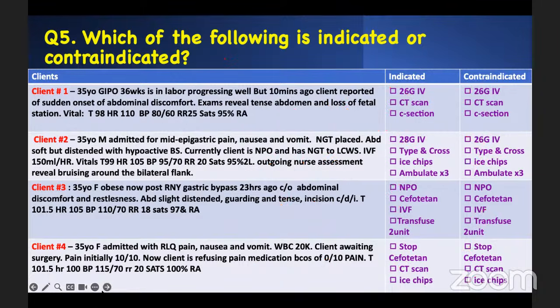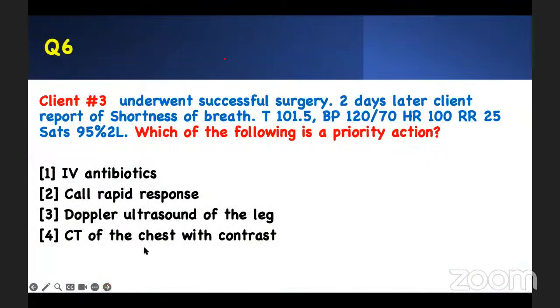And the last question. This is what we have. I pick question, patient number 3. I've given you the answer already. Number 3. Underwent successful surgery. 2 days later, client reports shortness of breath. This is the temperature, blood pressure, heart rate, respiratory rate, and saturation. Which of the following is a priority action?